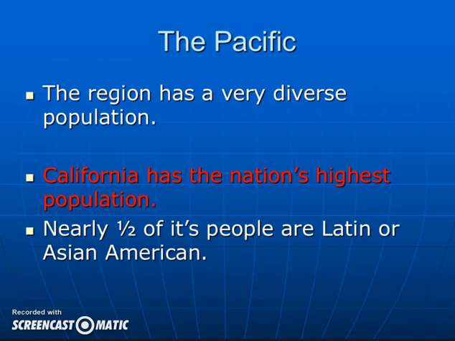The Pacific also has a very diverse population. Out of the entire country, California has the highest population. It has a population bigger than some countries out there. Almost half of California's population, though, is made up of two groups that are minorities for the rest of the nation. That is the Latino community and the Asian American community.